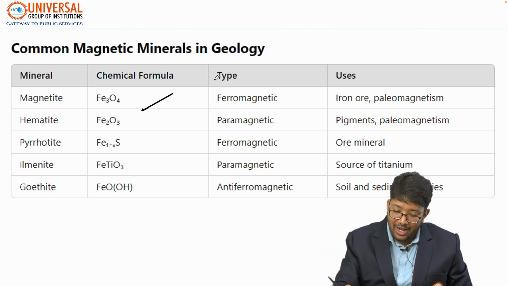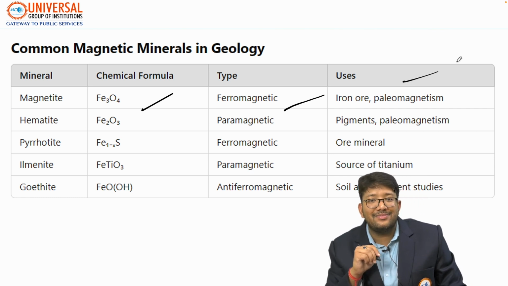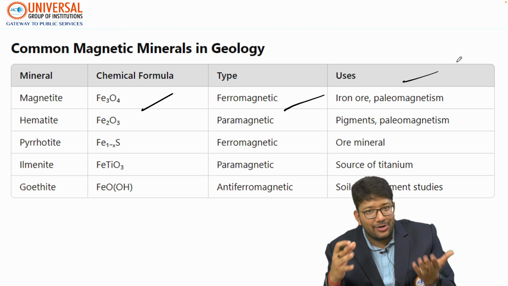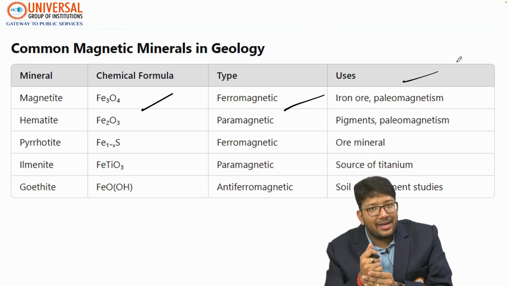Okay, so these are the common magnetic minerals in geology: magnetite, hematite, pyrrhotite, ilmenite and goethite. These are the chemical formulas, these are the types, and these are the uses. I hope you understood magnetism, the geodynamo, and the short concept of paleomagnetism also.